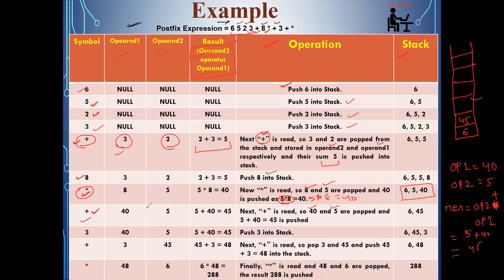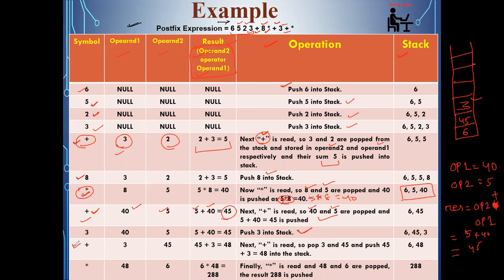Okay, the same thing we have done. 40 and 5 are popped. So 40 became operand 1, 5 became operand 2. But while doing the operation, operand 2, operator, operand 1, finally you are getting 45 that needs to be pushed. Okay. So after plus, then you are encountering 3. So whenever 3 is an operand, you have to push the value inside the stack.